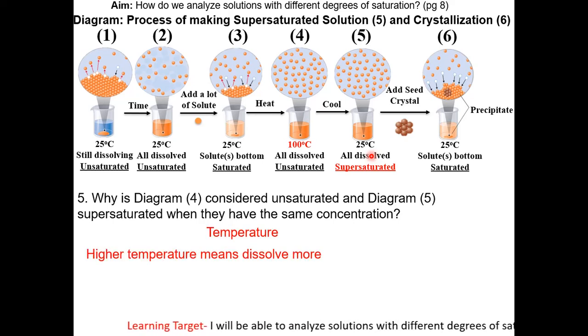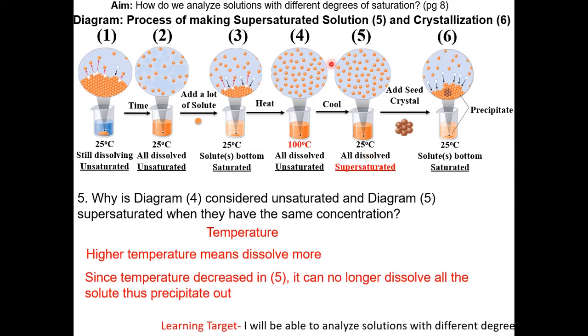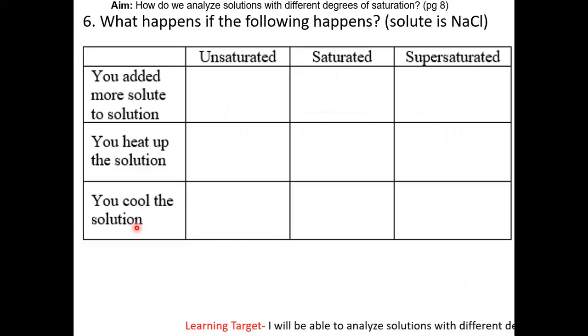Higher temperature means it can dissolve more solute. Notice when you go from diagram 4 to diagram 5, the temperature decreases. So a supersaturated solution is a temporary state. Given enough time, the solute that's dissolved will precipitate out and the solution will become saturated, as seen in diagram 3. Next, we're going to analyze 3 scenarios of unsaturated, saturated, and supersaturated solutions with a solute that's NaCl.